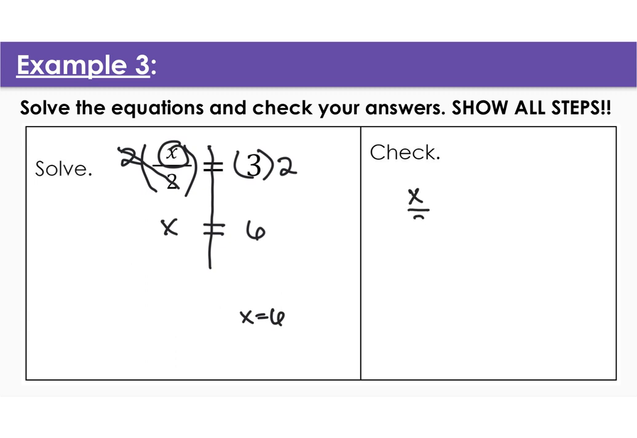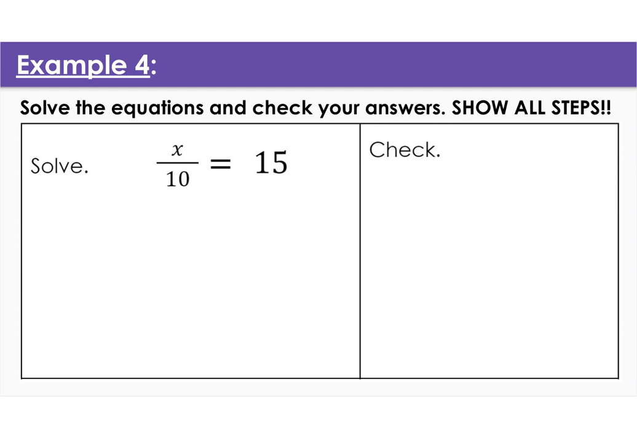We have x over 2 equals 3, and we say x equals 6. We're checking to see if that's a solution. So I'm going to substitute the x. 6 divided by 2 is 3. 3 does equal 3, so x equals 6 is a solution.